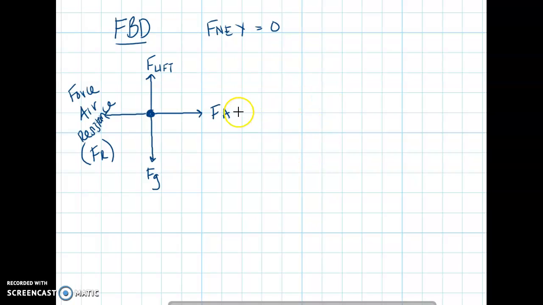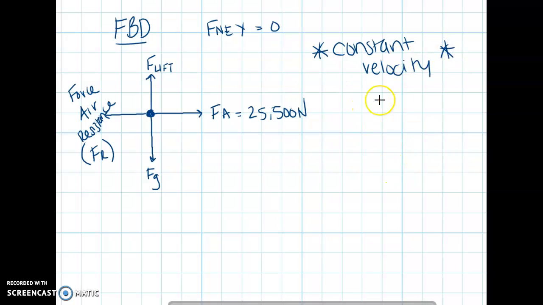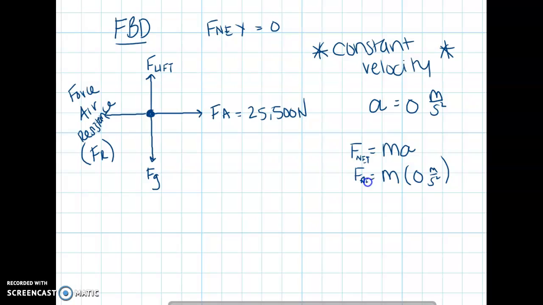Okay, so we have an applied force of 25,500 newtons, and we are told that this plane is going at a constant velocity. Now, a constant velocity means that the object is not accelerating. So the acceleration of this object is equal to 0 meters per second squared. And if I wanted to solve for the force, I would say that F is equal to ma. So F is equal to m times a, which is 0 meters per second squared here. So again, this is for my net force of the total system. Just wanted to make that clear.